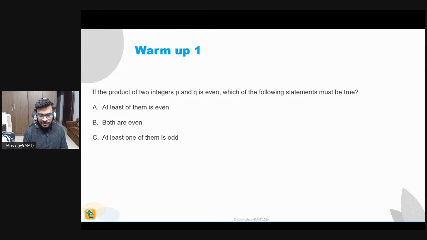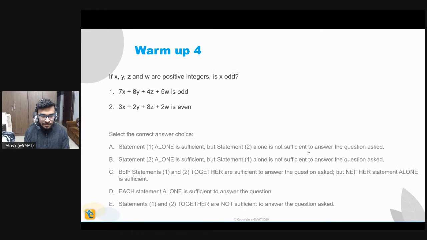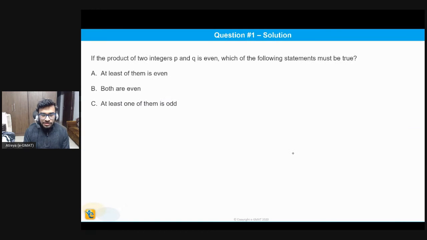Now, this was the first question, fairly easy and based on a property of even odd. The second question is fairly easy and we'll take a very important feedback from this question and we'll apply that in the next questions as well. This is a slight differentiation from the previous question with an added difficulty, I would say. And this is the fourth warm-up question where we had a DS question, and it's also not that difficult. So let's now check out the solution for these questions.